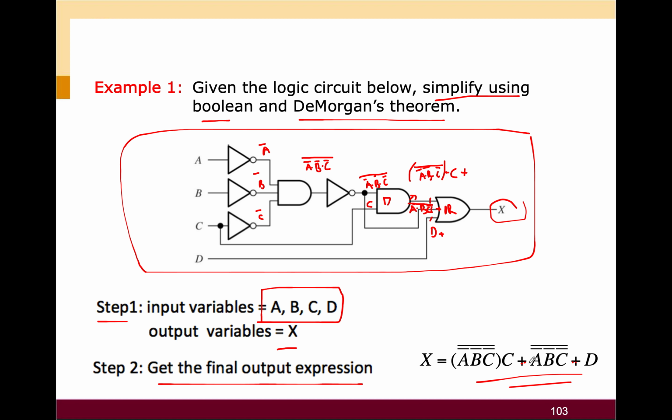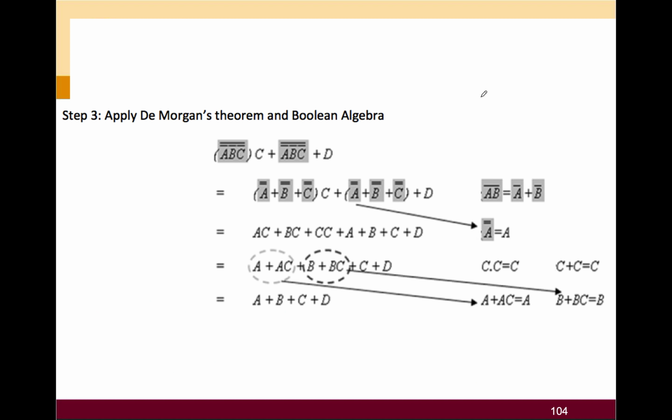Similar, right? So you need to draw one by one. But this one is not the simplified version. That's why you need to simplify it. How? Use the De Morgan theorem and also the Boolean algebra rules.